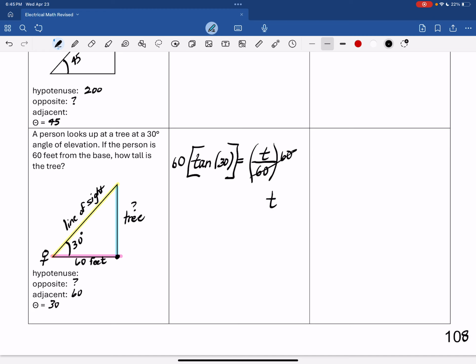So the tree is going to be approximately 60 times, I say that every time, 60 times the tangent of 30. So the tree is about 34.64 feet tall.